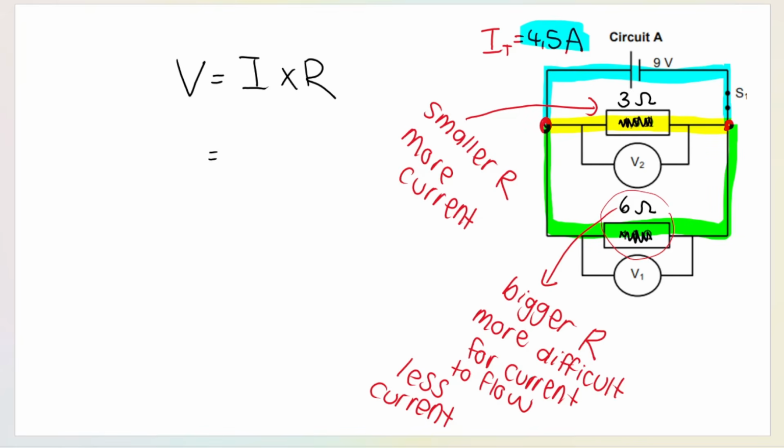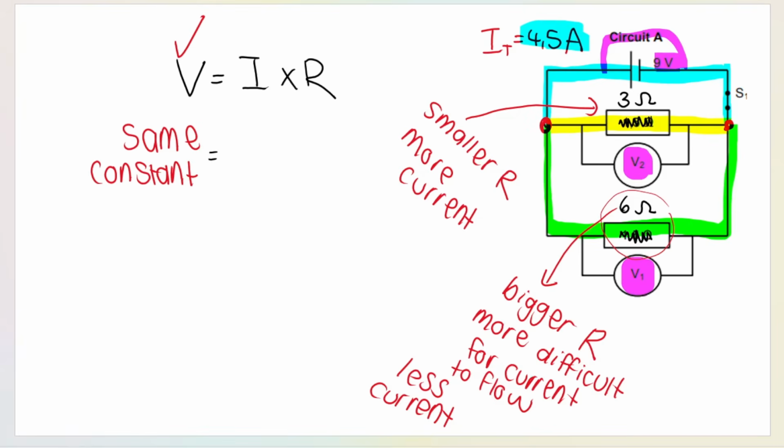And I want you to also realize that this relationship is true because the voltage across them are the same. So remember we said the voltage across the battery is 9 volts, which means the voltage across the 3 ohms is 9 volts and the voltage across the 6 ohms is 9 volts. So what that means is the voltage is the same voltage, constant voltage. And because that's the case, if I have a big resistance, I'm going to have a small current.